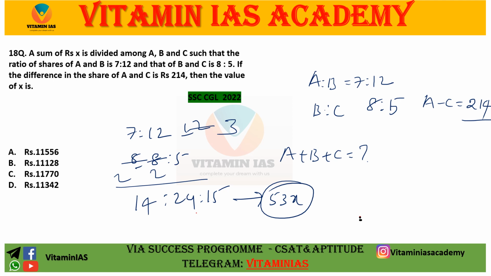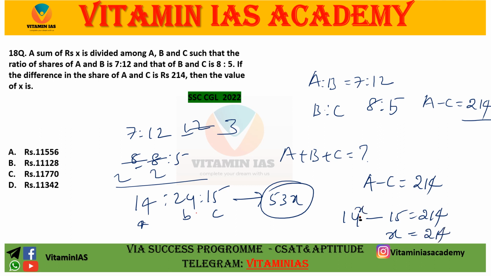But here one condition is already given: A minus C is equal to 214. Here A means 14, minus C, 15, is equal to 214. Means 14x minus 15x, x is equal to 214. Here we already know that x value. Just put it in: 53 into 214. Then you will get the answer.